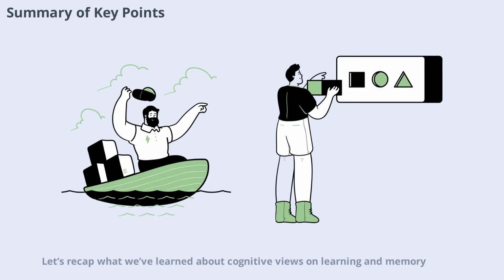Let's recap what we've learned about cognitive views on learning and memory. Cognitive psychology focuses on mental processes like encoding, storage, and retrieval. Strategies such as rehearsal, chunking, and elaboration enhance memory. Motivation, attention, and emotion play vital roles in learning. By applying cognitive principles, educators and learners can improve outcomes and foster lifelong learning.